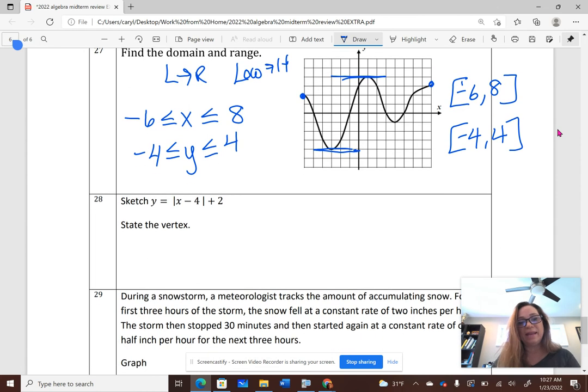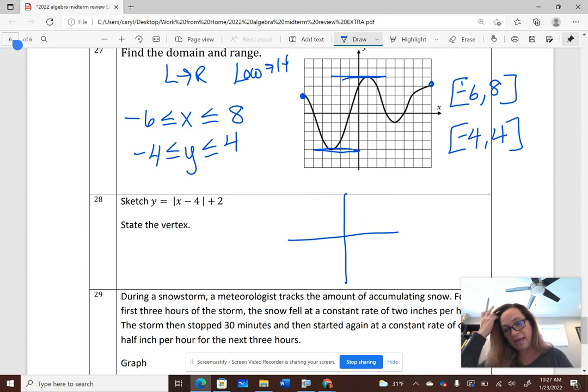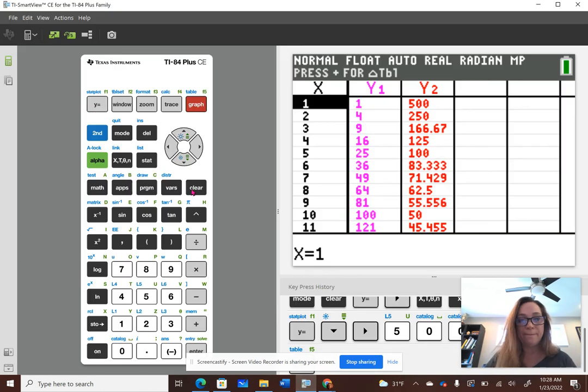Okay, sketch that and state the vertex. I will tell you that on the test, you're going to do an actual graph, so make sure you plot at least 5 points. Okay, so I'm just going to go to the calculator for a second.